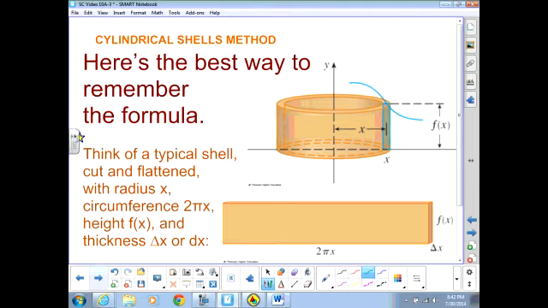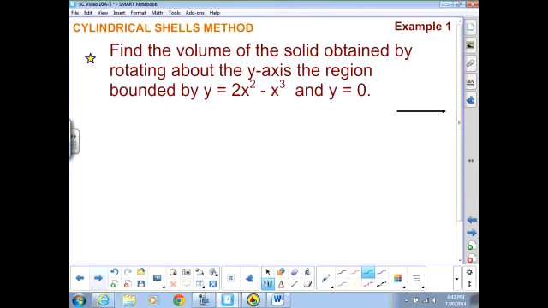Now, in reality, what we're finding, if you kind of unravel it, is we have a rectangular prism with thickness delta x. And let's look at an example. We're going to look at 2x squared minus x cubed, that thing we looked at in the beginning. If we remember, our picture kind of looked something like this, where it hit back at the x-axis at 2.